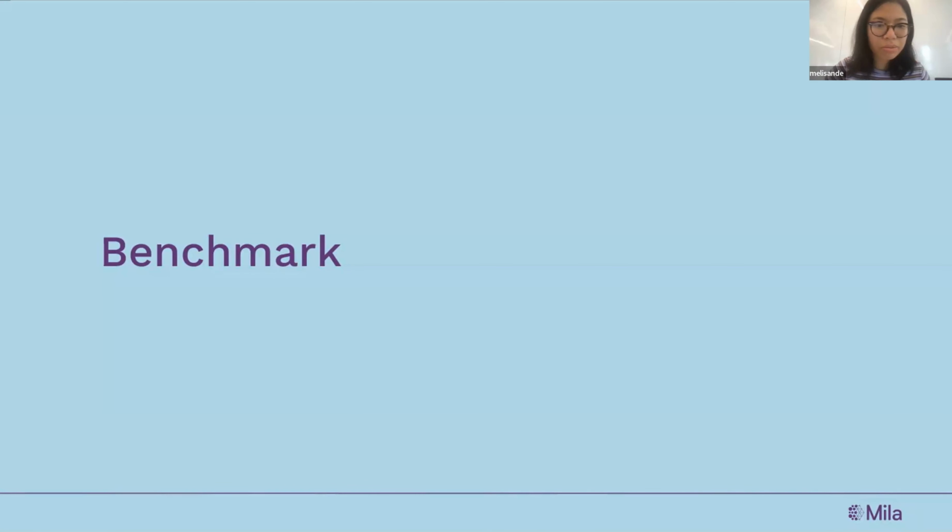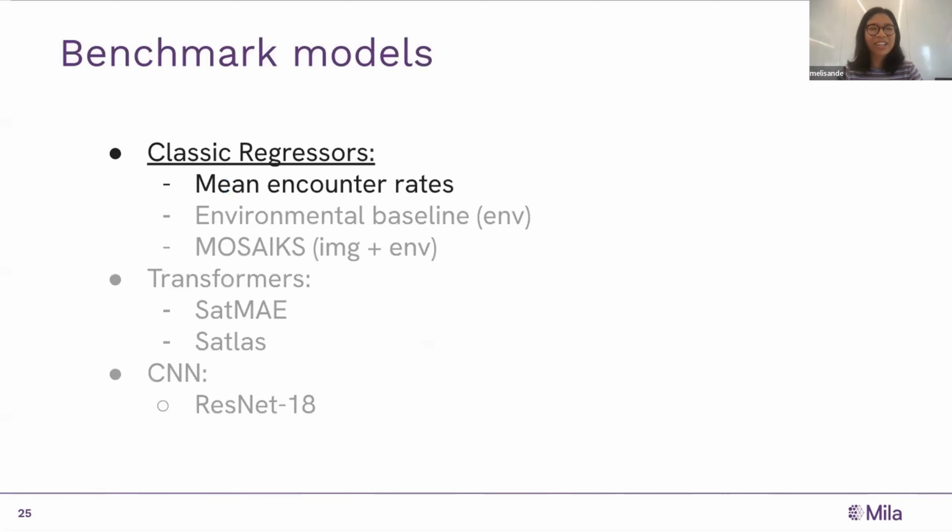Okay, I'm gonna move on a bit faster on the benchmark part. So we compare different methods on this data set. First of all, looking at very classic regression methods. So the baseline of the baseline is just looking at the mean encounter rate for each species in my training set, and that is the baseline where, well, it's not supposed to perform very well, and it doesn't really, but it's a very simple proxy.